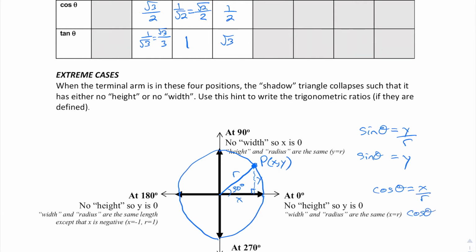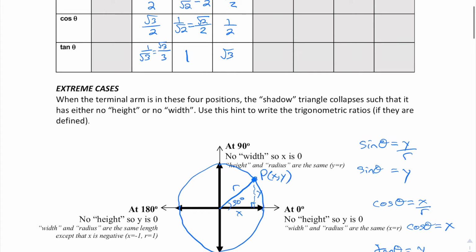So cosine of theta is just x. And then tangent is opposite over adjacent, which becomes y over x. So if we start thinking of this idea of having 0 degrees, if I just change colors, it would be down here, right on the x-axis. And so if you look at the value, if this is a radius of 1, this would be the point where x is 1, and I have no height, so y is 0.